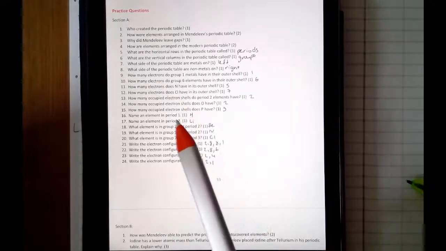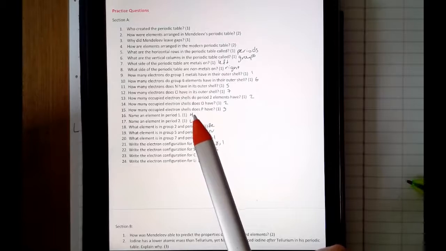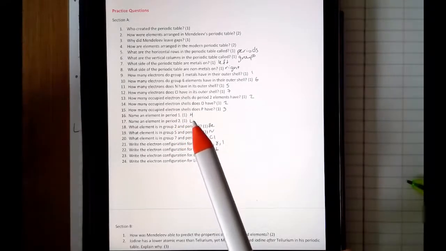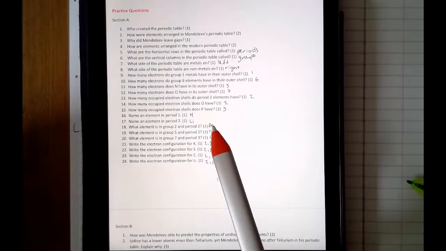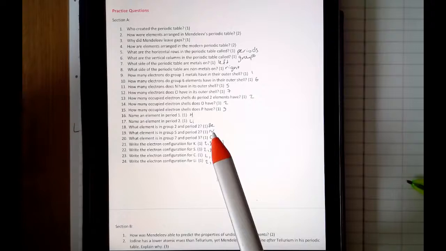I'm going to come down to these ones, okay? An element in period 1: hydrogen or helium. That's period 1. An element in period 2, you can say lithium, beryllium, boron, carbon, nitrogen, oxygen, fluorine, or neon. Group 2, period 2 is going to be beryllium. Make sure you're counting your periods correctly. Group 5, period 2 is nitrogen. Group 7, period 3 is chlorine.